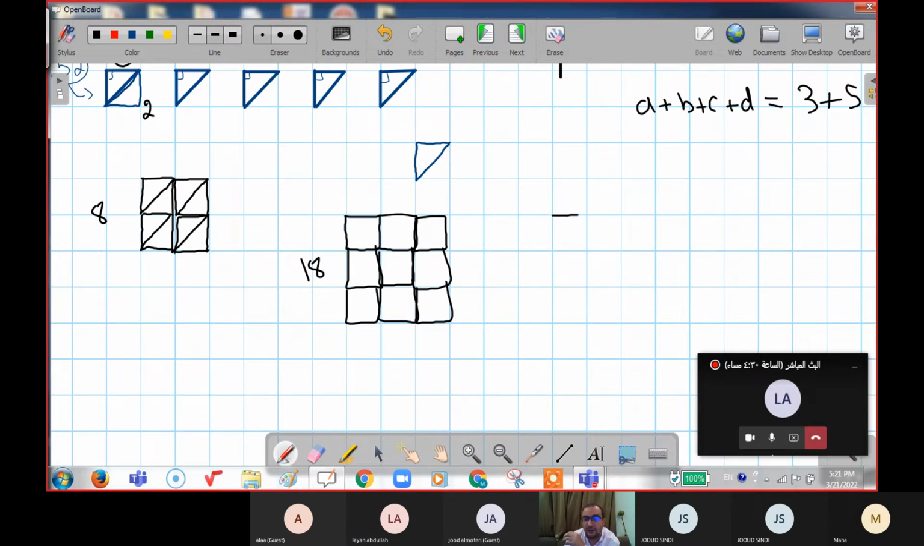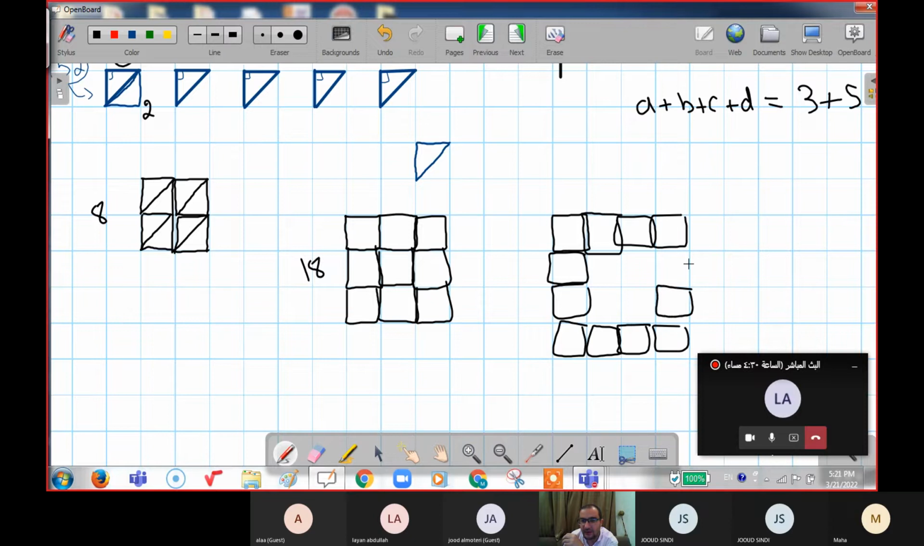If I use now 4, it will be like this one. I will not continue all the squares. How many triangles do we have? Of course, we have here and here and here and here.